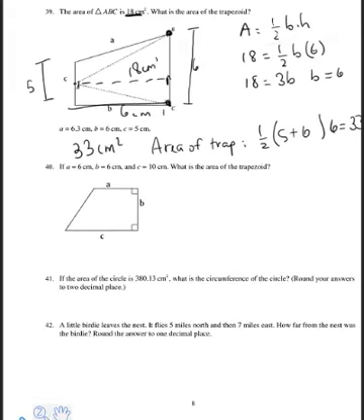Okay, question 40. This is 6. C is equal to 10. B is equal to 6 as well. So this is a fairly straightforward question. What's the area of the trapezoid? It's 1/2 the sum of the two bases. The bases are the two parallel sides, so it's 6 plus 10 multiplied by the height of 6.